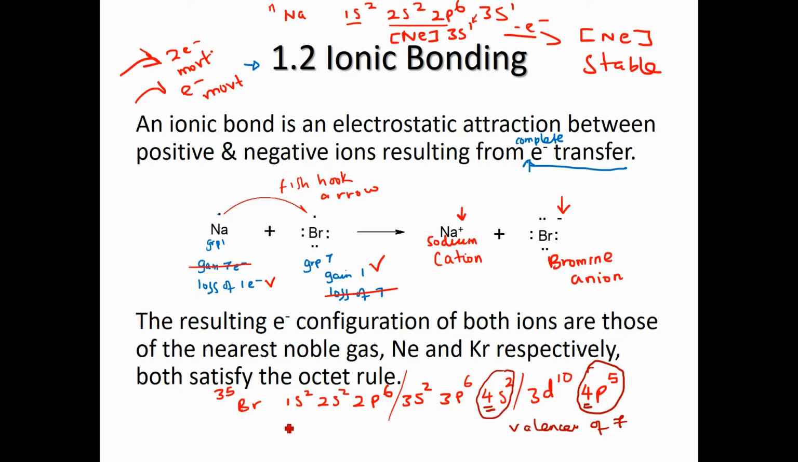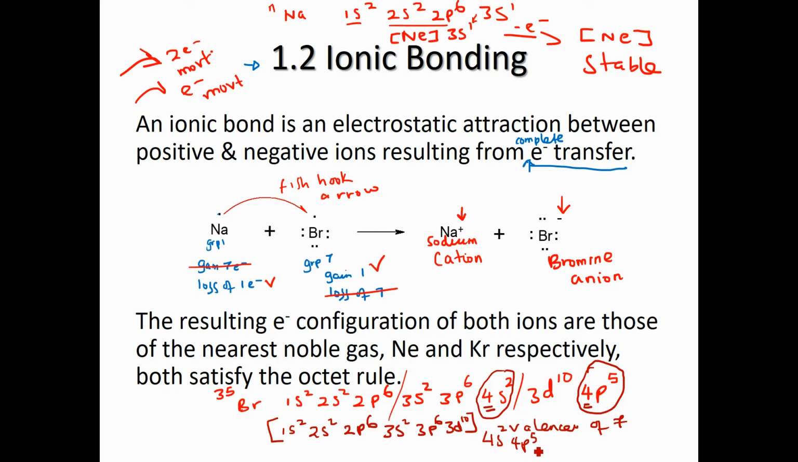So the rest of the orbitals are called the core electrons, which is 1s2, 2s2, 2p6, 3s2, 3p6, and then 3d10. These are core electrons. And then, of course, now the 4s2 and the 4p5 will be outermost because they are in the outermost shell, which gives you a valency of 7 electrons. So bromine will rather gain one more electron to get 8.